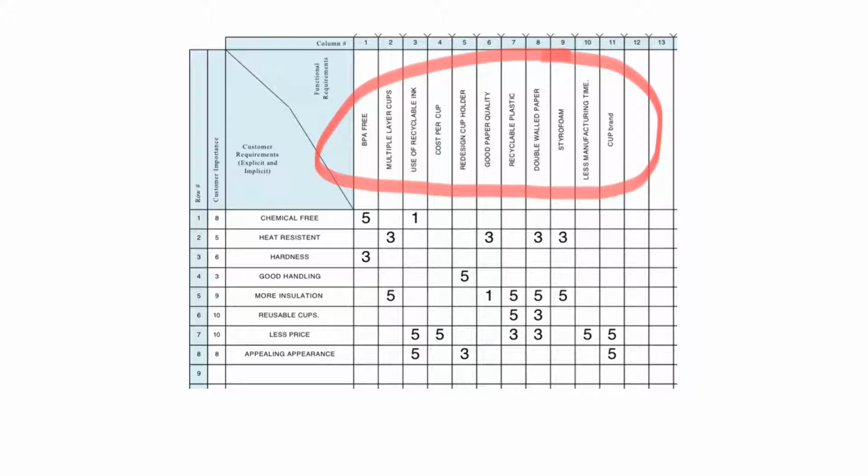Moving forward with the double walled paper, there is also a solution for the cost increase because of the good quality paper or the multi-layered cups. There should be a double walled paper. We are manufacturing the same cup, but with a double walled paper we are using less paper, which is of good quality, and we don't have to do a multi-layered cup. Only one layer fulfills our requirement of heat resistance, hardness, good handling, a little bit more insulation, and along with that lesser price.